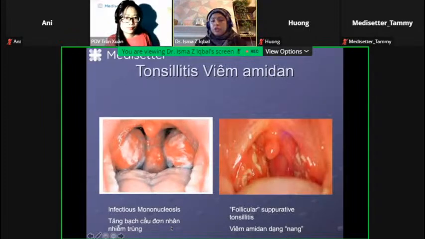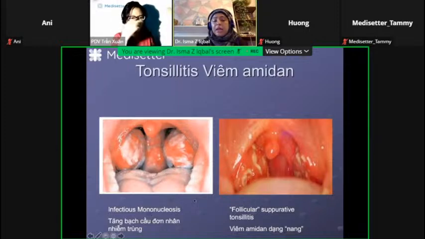So we'll move on to tonsillitis, which is an acute infection of the tonsils. On the left, you've got glandular fever, which is infectious mononucleosis, which is an EBV viral infection of the tonsils.